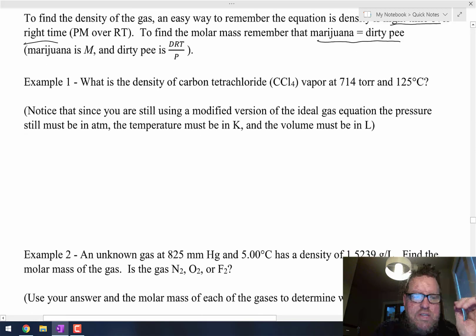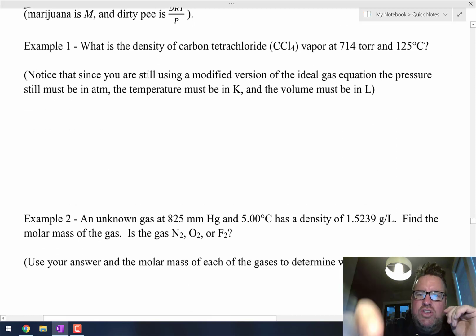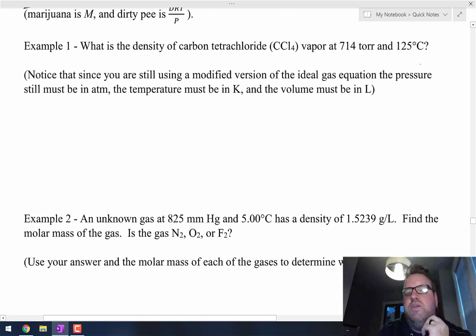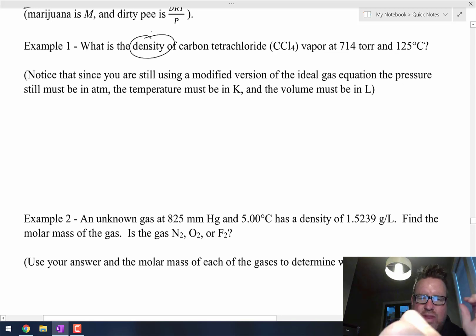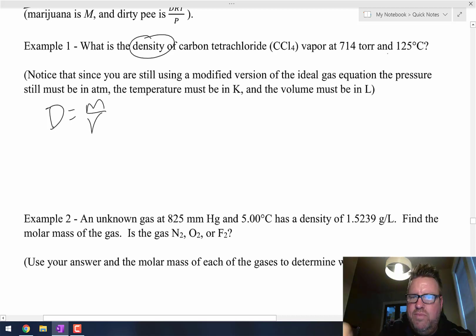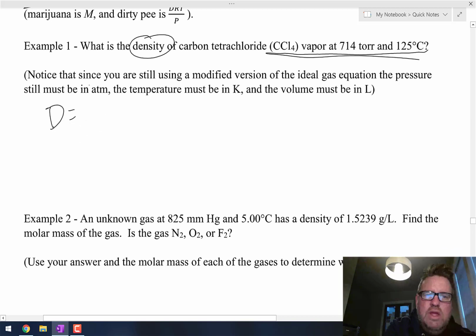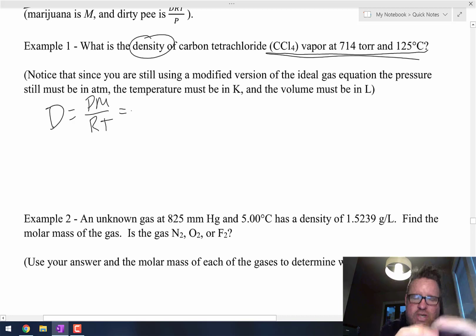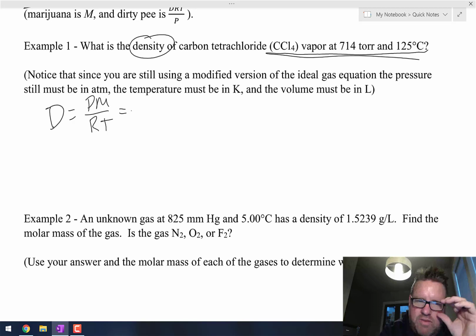Okay, let's look at a couple of examples. What is the density of carbon tetrachloride, CCl4 vapor, at 714 torr and 125 degrees Celsius? So right away, when they say density, the first thing I think is, can I do mass over volume? Well, I don't see any masses here, and I don't see any volumes here. So unfortunately, no, I can't use that equation. So the other equation I can use is PM, nighttime, over right time. And again, the pressure must be in atmospheres, the temperature must be in Kelvin, the volume must be in liters if there's a volume, etc.